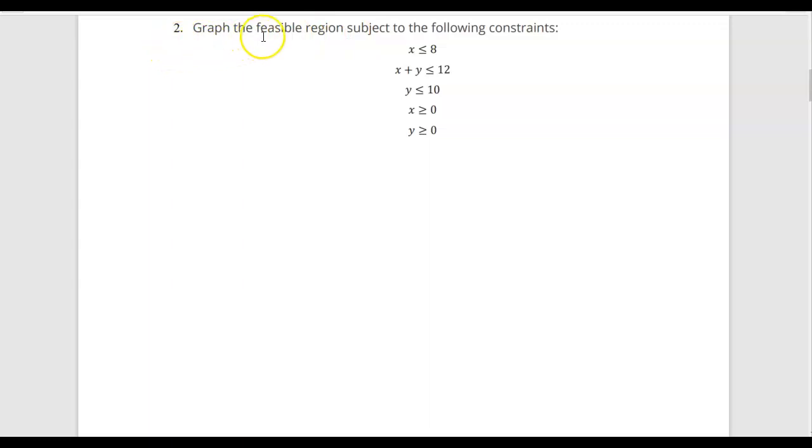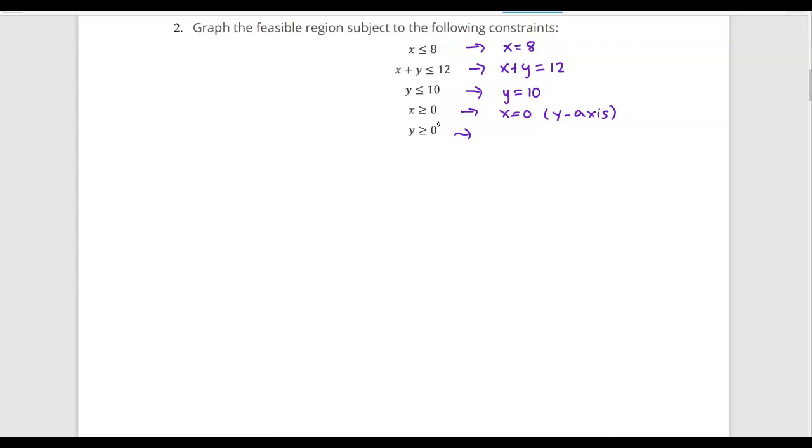Now let us consider another example. Graph the feasible region subject to the following constraints. So these are all the constraints. We want to graph the region that satisfies all these given constraints here. We begin by graphing the line x is equal to 8. So here we have x is equal to 8. And then the line here, x plus y is equal to 12. Here the line y equals 10. And this here is x equal to 0, or the y-axis.